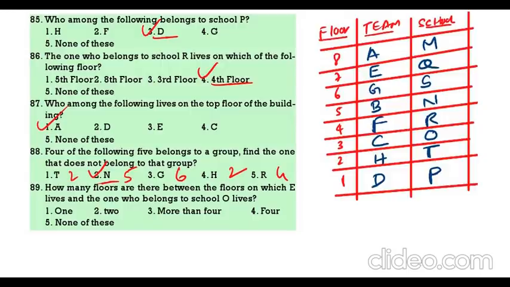How many floors are there between E and O? So between E and O, how many floors are there? This is E, this is O. In between how many are there? 3. So it is not there, none of these. Next.